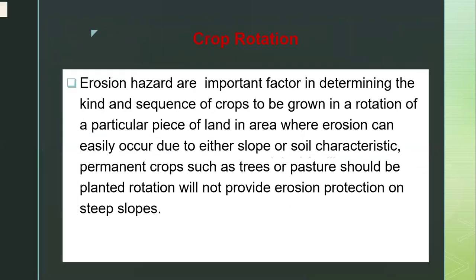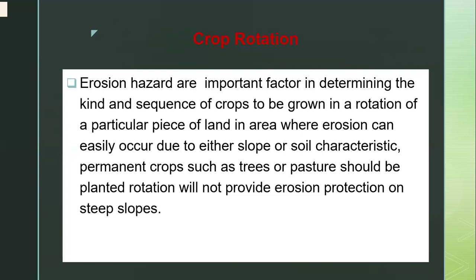In crop rotation, erosion hazard is an important factor in determining the kind and the sequence of crops to be grown in rotation on a particular piece of land. In an area where erosion can easily occur due to slope or soil characteristics, permanent crops such as trees or pasture should be planted. Rotation will not provide erosion protection on steep slopes. So that has to be noted.